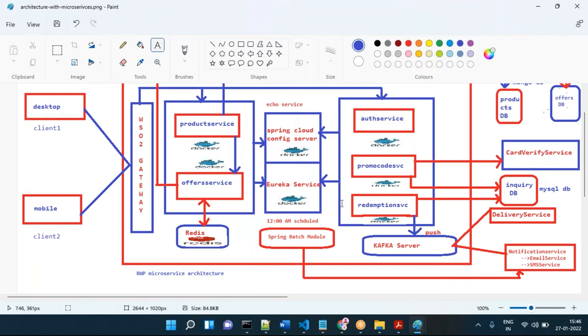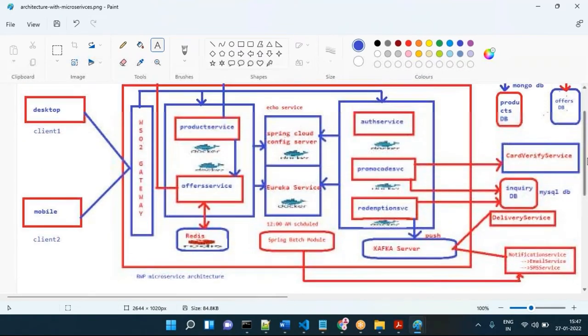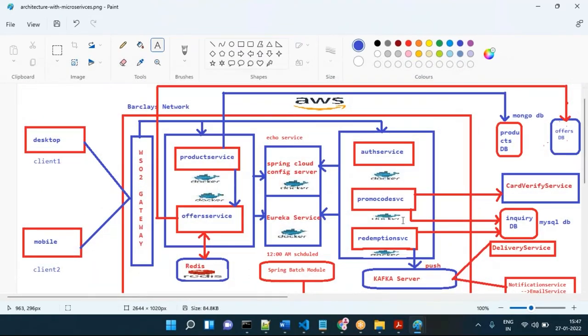How these services would be registered with the Spring Cloud config server, everything, team. Architecture means how the different components can integrate and communicate with each other. That one you have to explain, team. You have to draw this architecture in front of the interviewer. You have to explain, hey, here is my whole application.